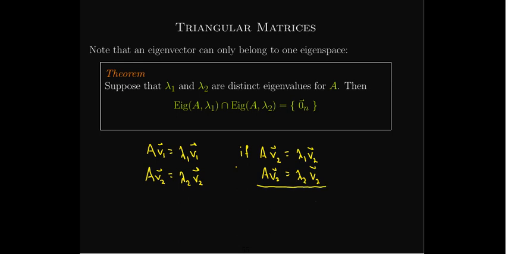And if I subtract these two, I'll get 0 on this side equals lambda 1 minus lambda 2 times V2. Now V2 is not 0, otherwise it couldn't be a non-trivial entry in the eigenspace. And lambda 1 minus lambda 2 can't be 0, since lambda 1 and lambda 2 are different eigenvalues. They're different from each other. So neither one of these is 0. So we've got a contradiction. So that's an important idea, that the intersection between two eigenspaces is the zero vector.